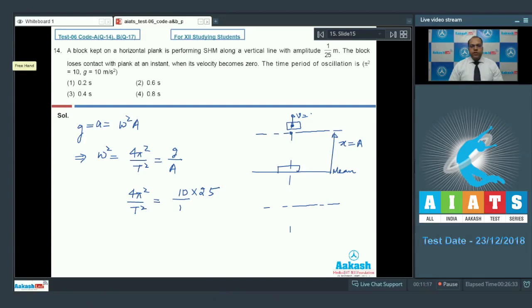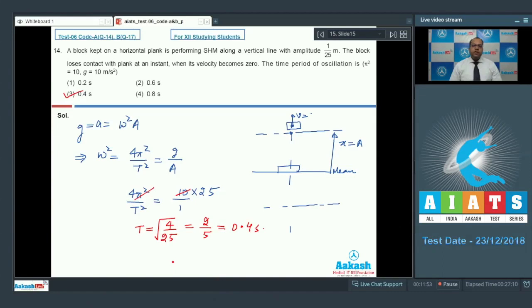It is given in the question that the value of pi square is 10, so this value gets cancelled out. So from here, the value of T comes out to be 4 by 25 under root. So it comes out to be 2 by 5, and it can be written as 0.4 second. So option 3 is the correct answer. So the correct answer for question number 14 is option 3.